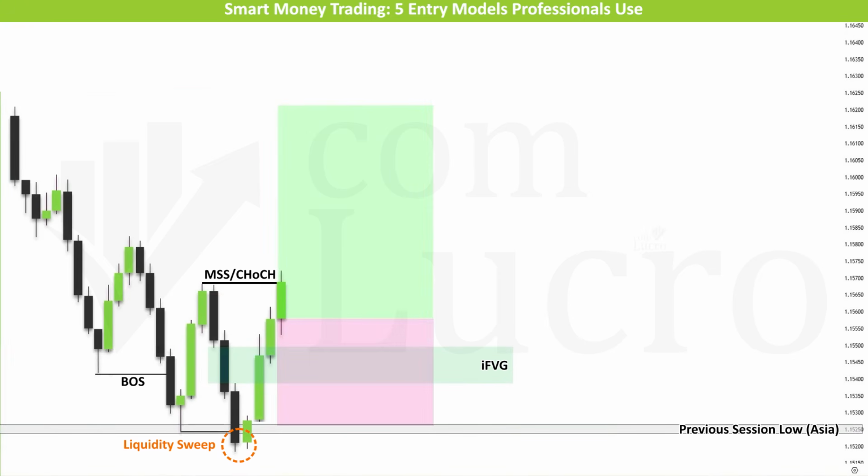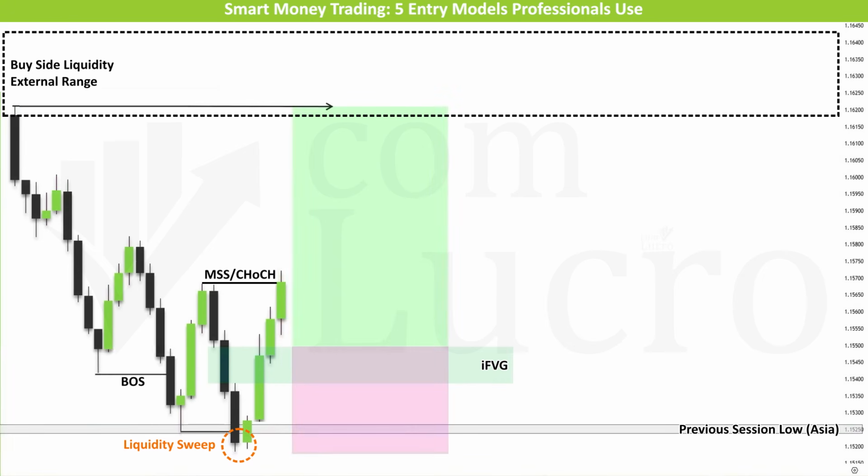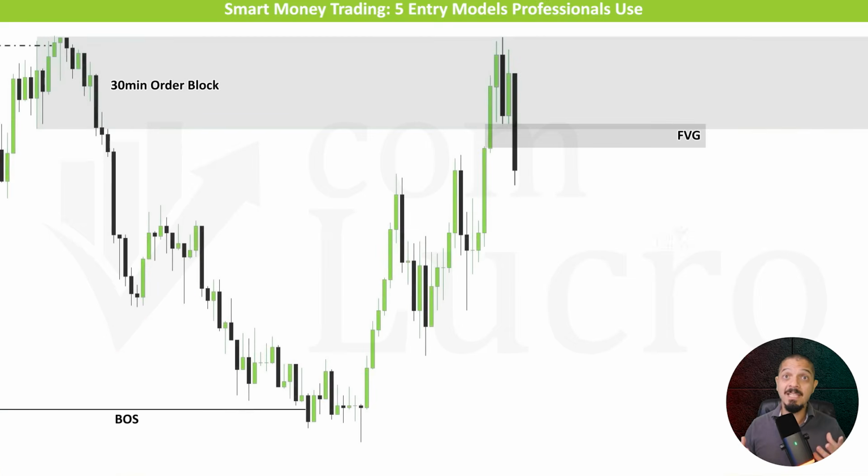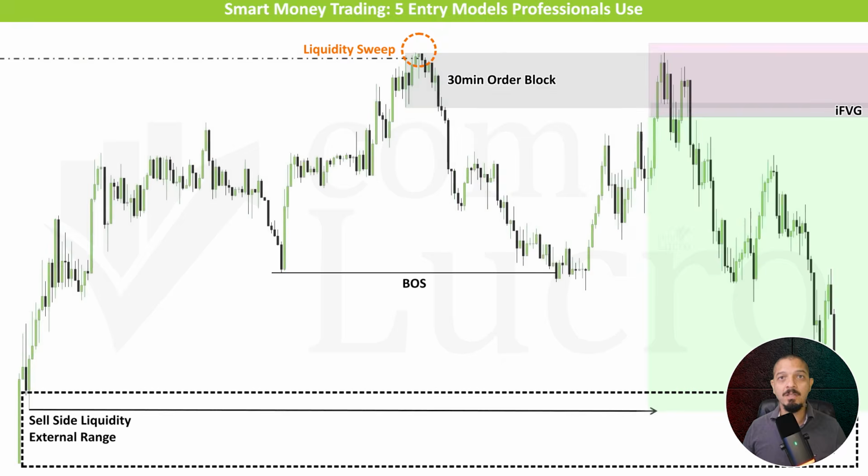The first option is to enter immediately after the inversion fair value gap forms, placing your stop loss below the most recent swing low. The second option is to place a buy limit order at the highest point of the newly formed IFVG and wait for price to retrace into it. For the take profit, you can target the nearest buy-side liquidity on the current time frame, or aim for a key level on the higher time frame. The exact opposite logic applies in a bearish scenario.